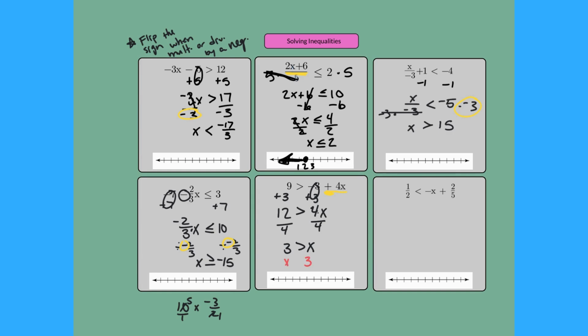But if you do that, you have to also flip that inequality sign. So notice up here, this big side faces a 3. Make sure that big side still faces a 3. And the small side faces the x. Make sure the small side still faces the x. So now those are equivalent inequalities. They are showing the exact same thing.